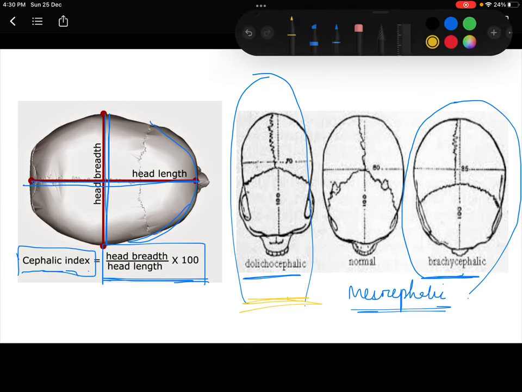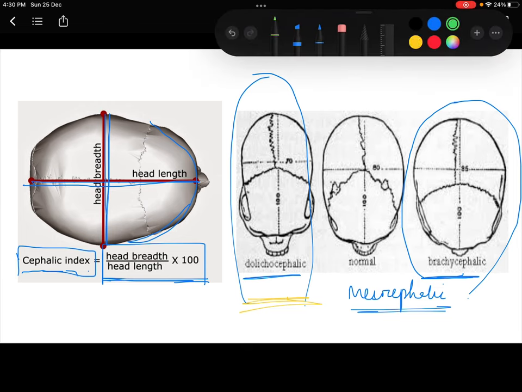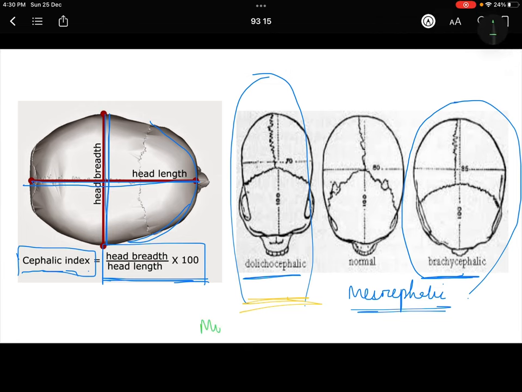So you can just remember that the mongoloids are more dolicephalic heads. They have more dolicephalic heads. Okay, I'm so sorry, dolicephalic heads are rare in the mongoloids. So mongoloids do not have dolicephalic heads. Okay?